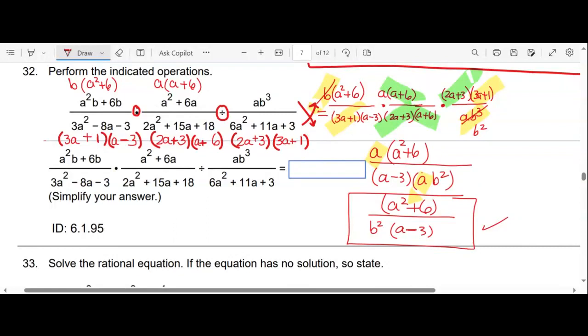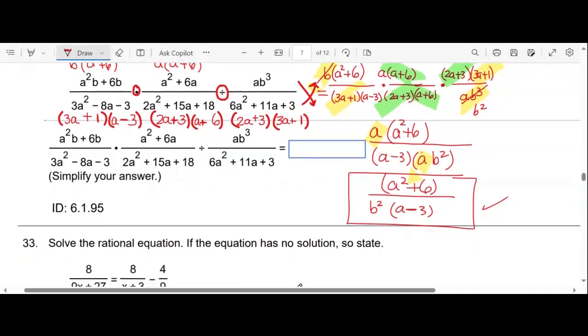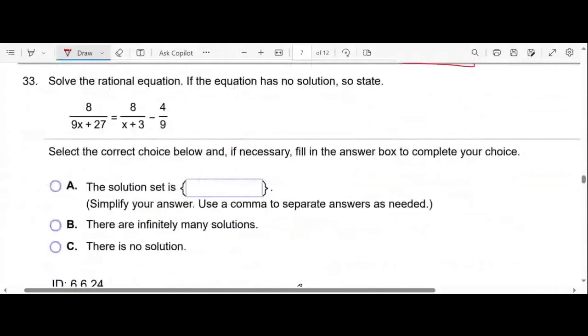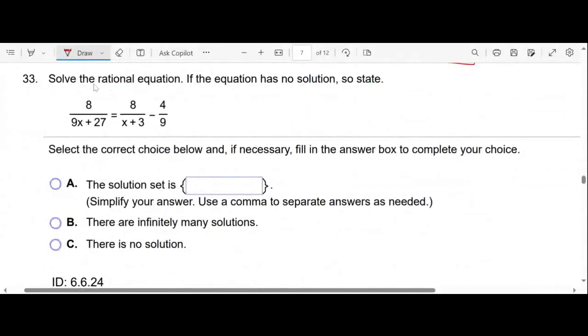Next question, let's go. 33. Who's going to read 33? Ahmed. So the rational equation. The equation has no solution. Solve the equation means he wants what? He's looking for what? For x. How can I find x here?